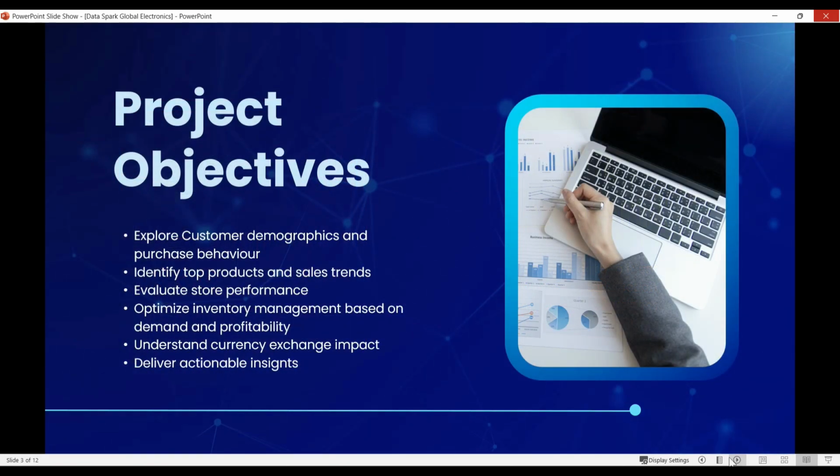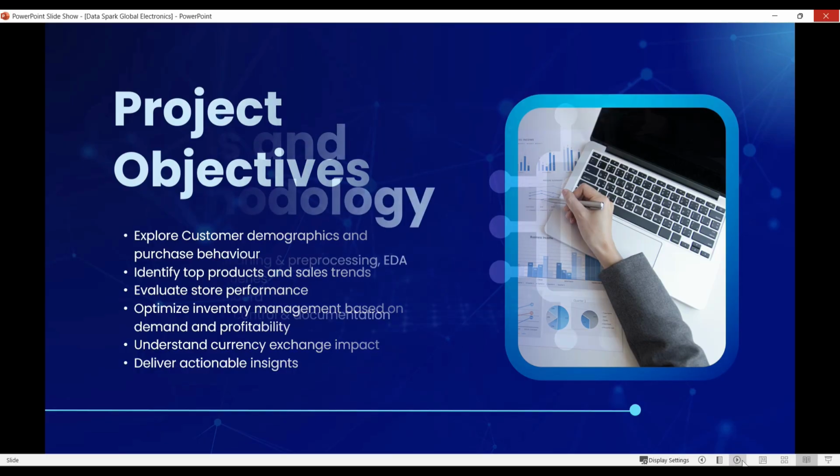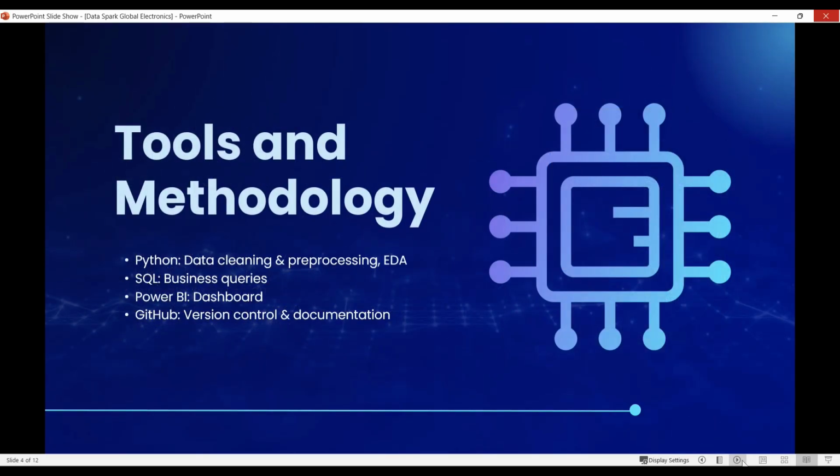Project objectives: In this project, I aim to understand customer demographics and behavior, identify top performing products and sales trends, evaluate store performance across regions, optimize inventory and pricing strategies, and finally, generate actionable business recommendations.